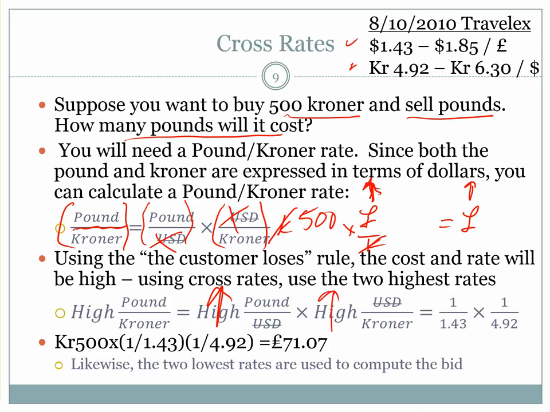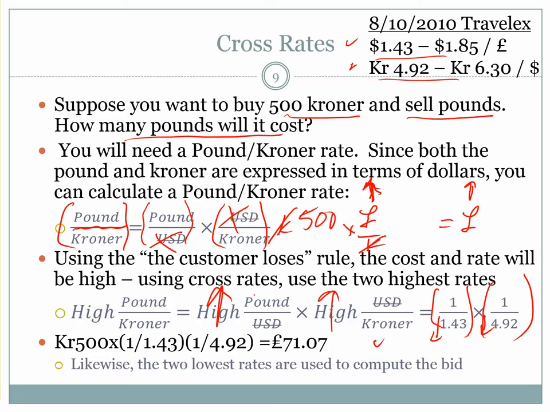The highest pound per dollar exchange rate is actually 1 over the lowest dollar per pound exchange rate. The highest dollar per crown exchange rate is actually 1 over the lowest crown per dollar exchange rate. Now it's a little bit complicated because you have to first figure out how to convert the exchange rates, both in terms of dollars, into a pound per crown. Recognize that you need the highest exchange rate, and then it's just the multiplication of the 2 highest ratios, which in this case is 1 over the 2 lowest.